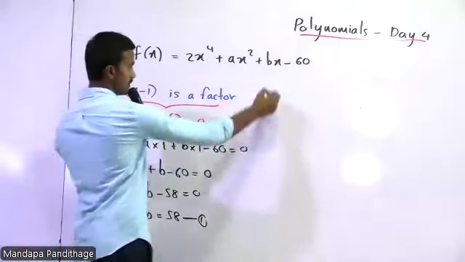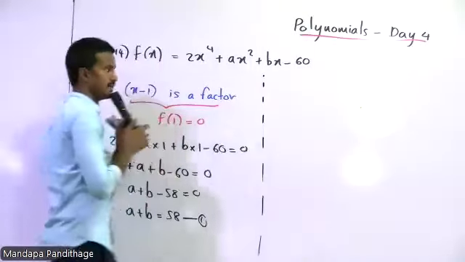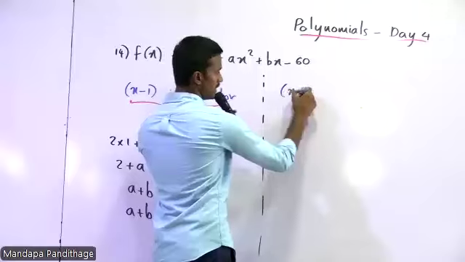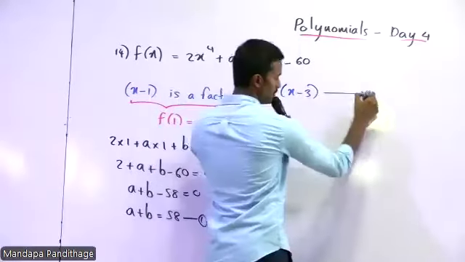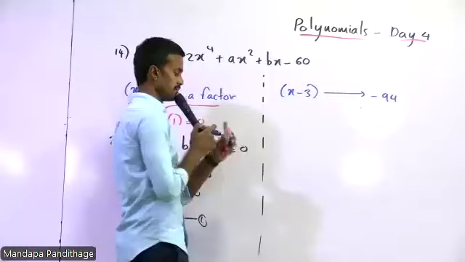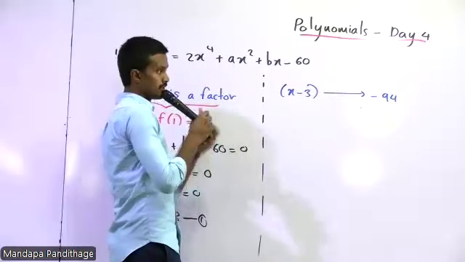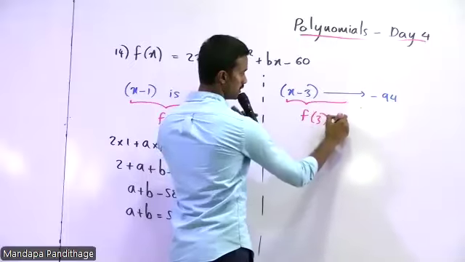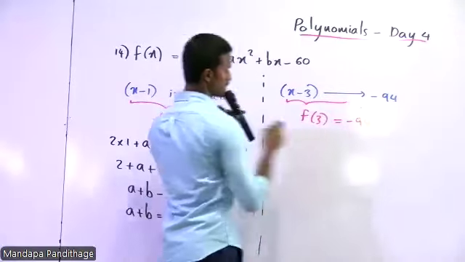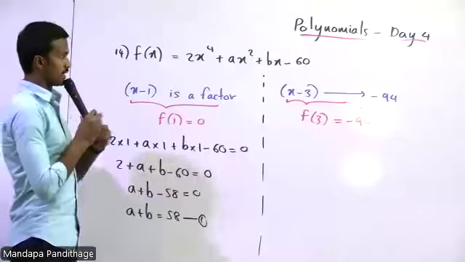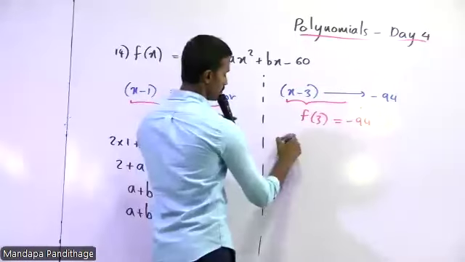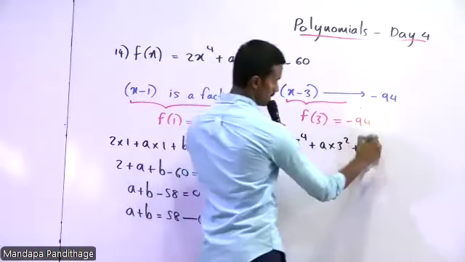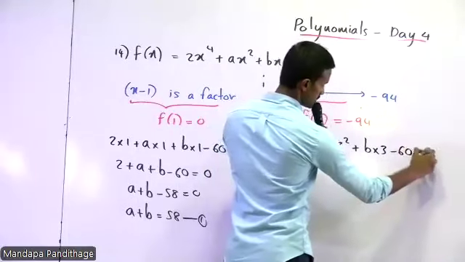And the other one they have given: when divided by x minus 3, the remainder is minus 94. I know when divided by x minus 3, from the remainder theorem the remainder is f(3), which means f(3) is equal to minus 94. Clear? Then you can do f(3): it's 2 into 3 to the power 4, a into 3 squared, b into 3 minus 60, and this is equal to minus 94.